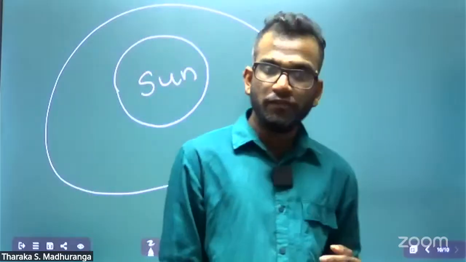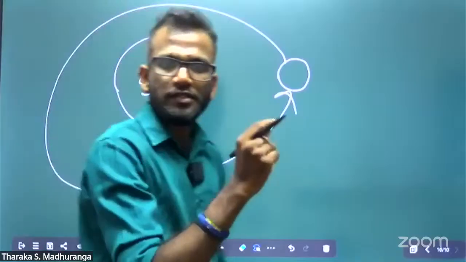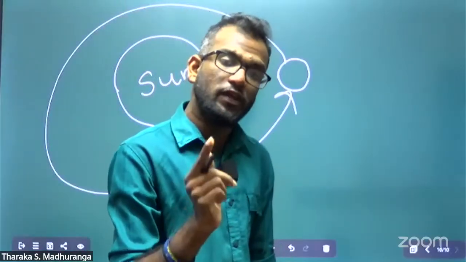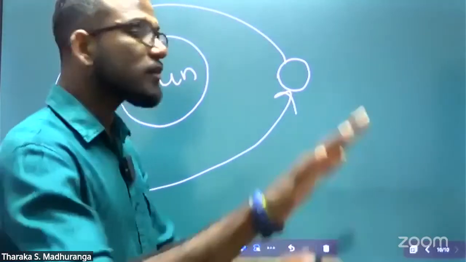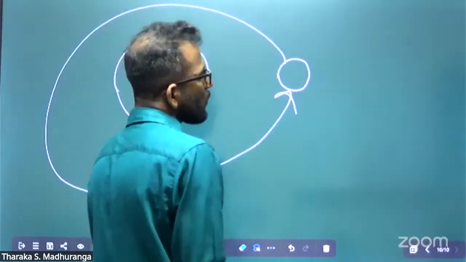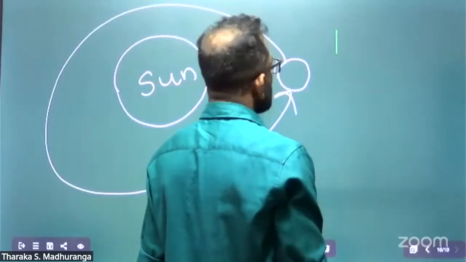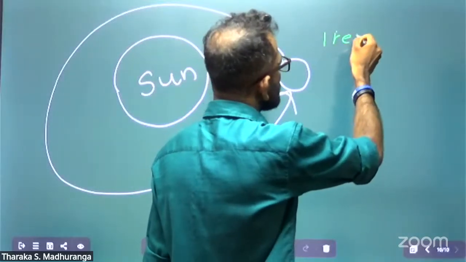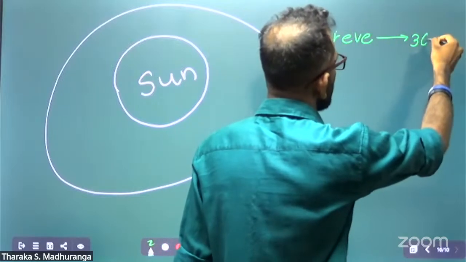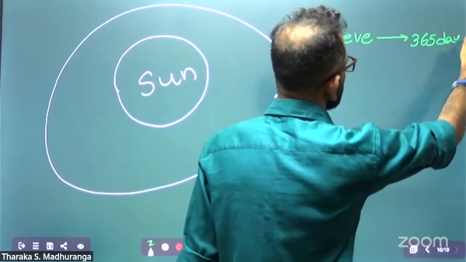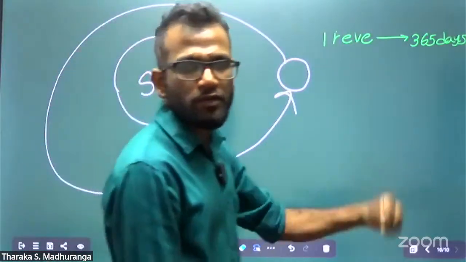Yeah, 365 days. Very good. For this one rotation, one earth rotation, it takes 365 days. That means within 1 year. Take a year. It takes 1 year. For one revolution, the earth takes 365 days.